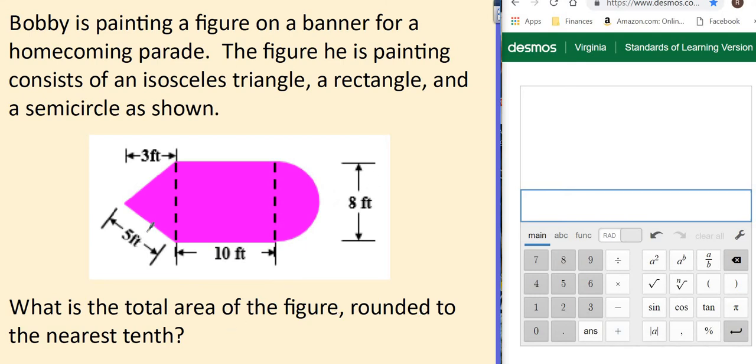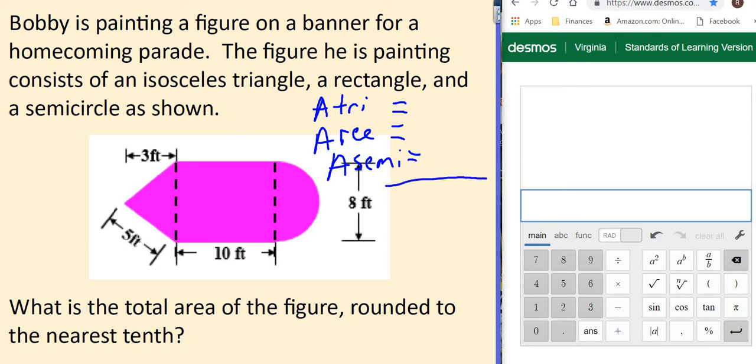Well, first thing is we know we're going to need the area of a triangle. So I'm going to write that down here, equals. We're going to need the area of a rectangle. And we're definitely going to need the area of a semicircle. So that might be a little bit more interesting. Then we're going to add them all together to get the final area.